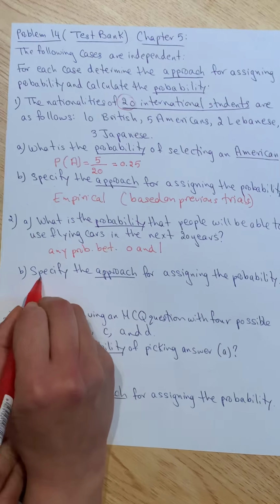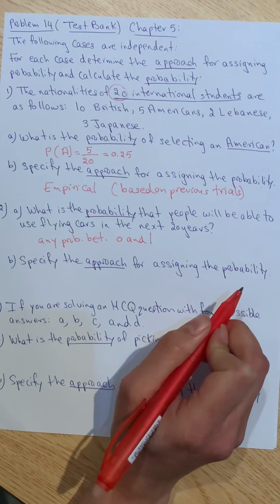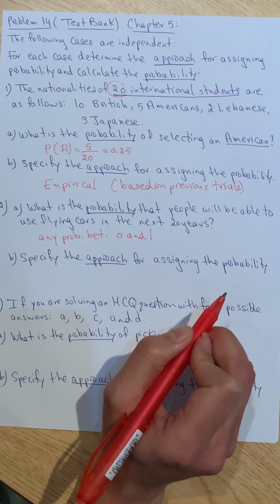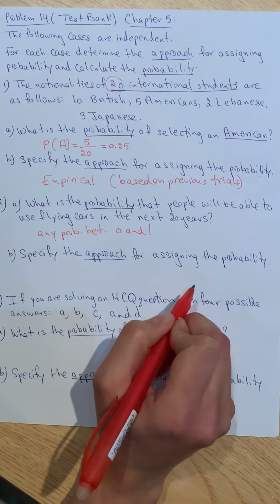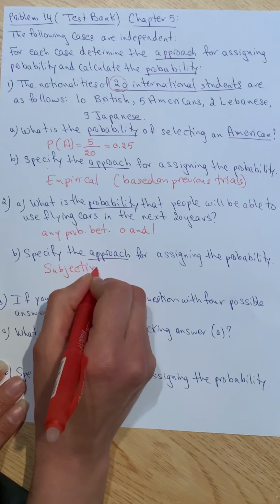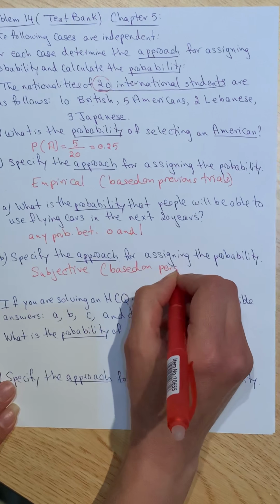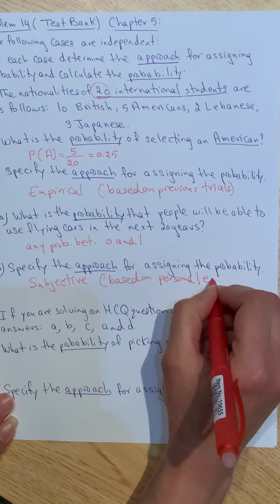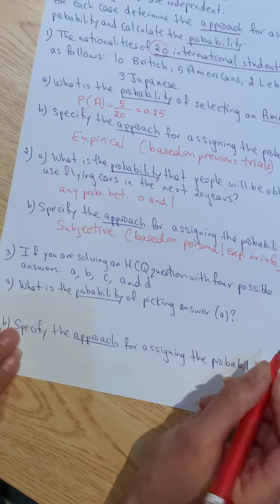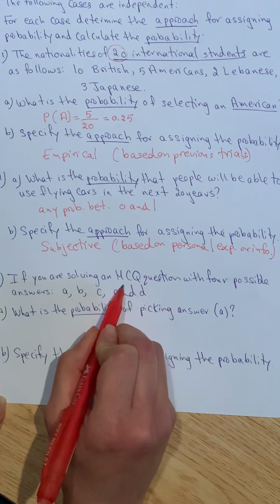Now, specify the approach for assigning the probability. It's based on the personal experience and information. It depends on your personal experience or information. So it's subjective because it's based on personal experience or information.